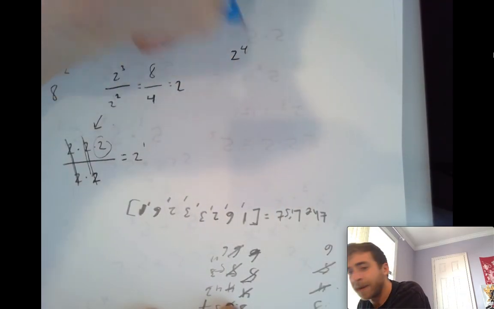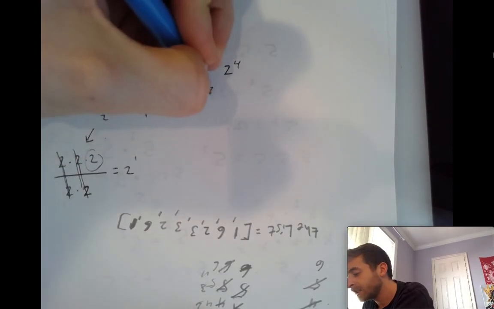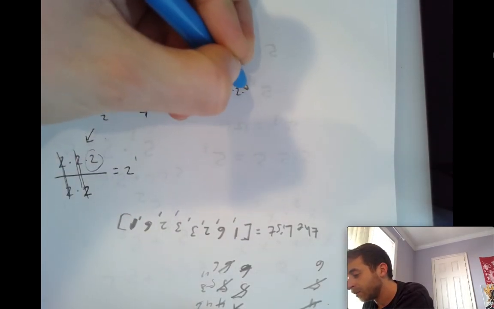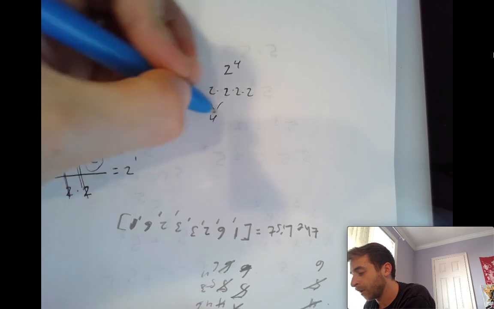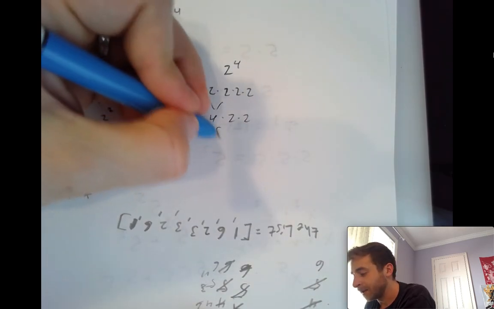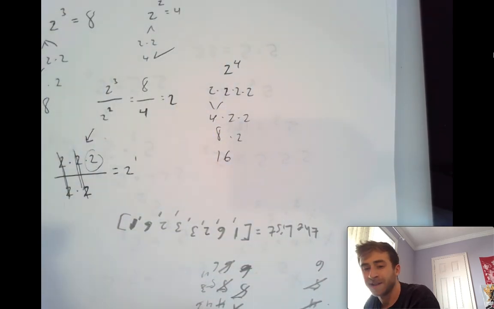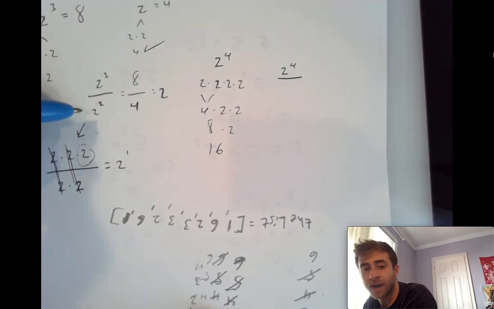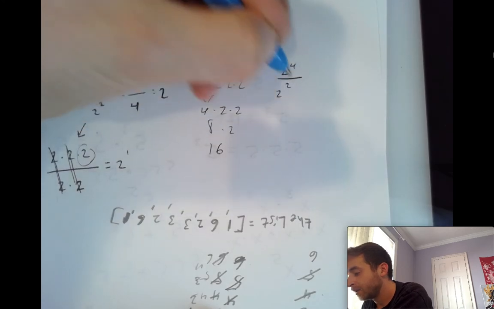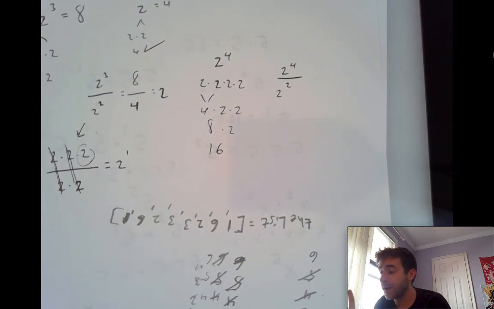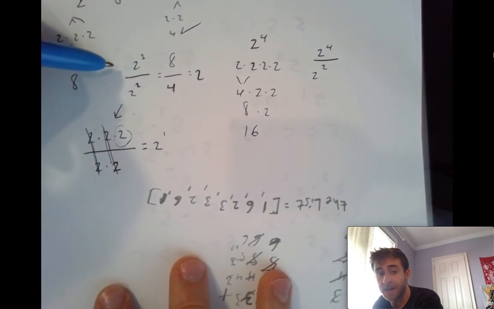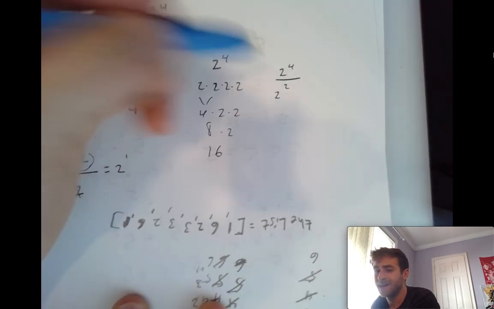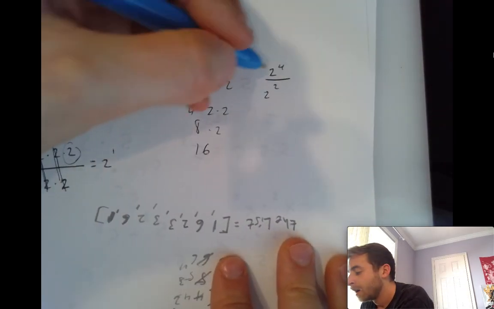Let's check out what 2 to the power of 4 is. That's 2 times 2 times 2 times 2. That's going to be 4 times 2 times 2. That's going to be 8 times 2. That's going to be 16. So now I've got 2 to the power of 4, and we're going to try out divided by 2 squared. This is me, by the way, just coming up with examples. Here was one example of dividing with exponents. Here's our second example of it.